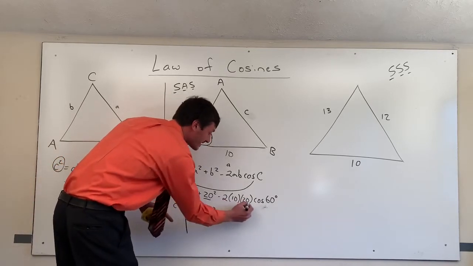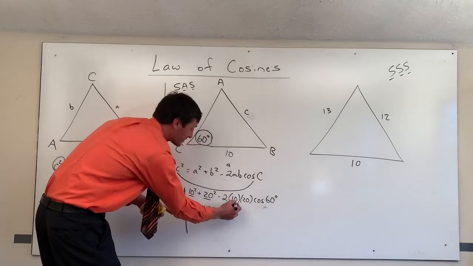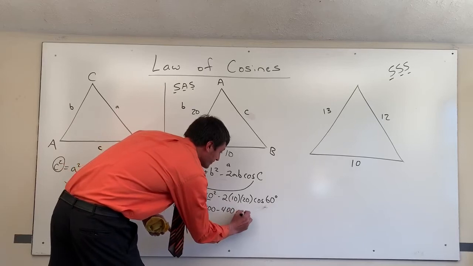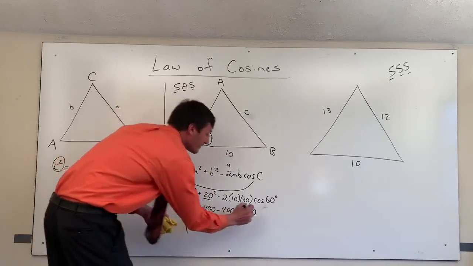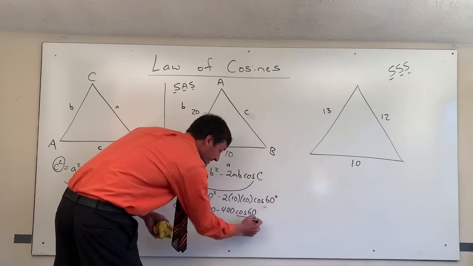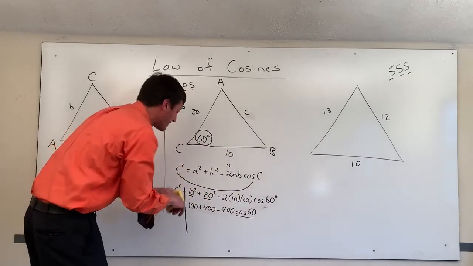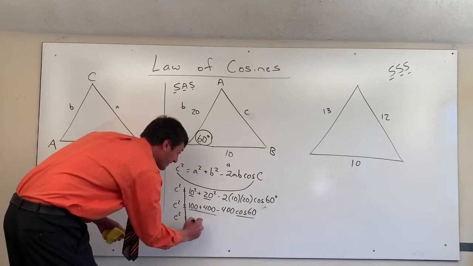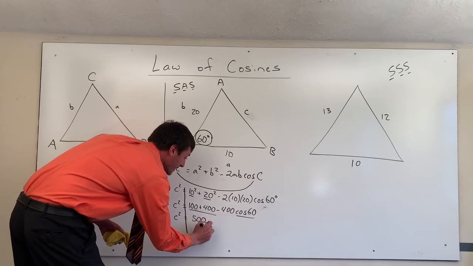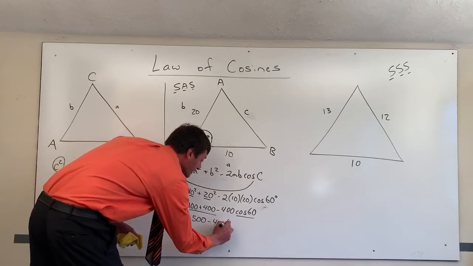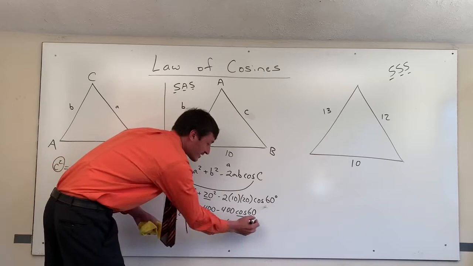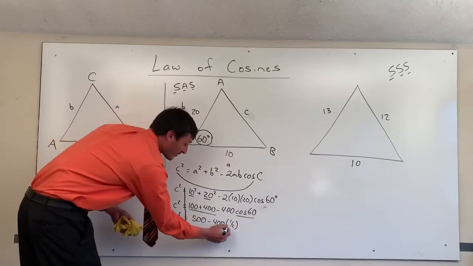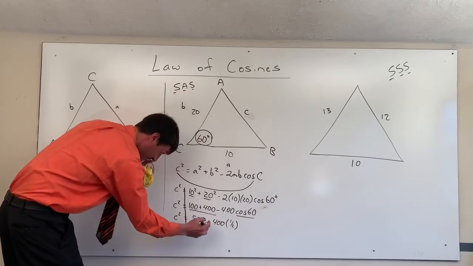We're going to multiply this together. And 10 times 20 is 200, times 2 is what? 400. Cosine of what? 60 degrees. Well, if you take the cosine of 60 in your calculator, you're going to get 1/2. So in this case, we end up with c squared is equal to what? 100 plus 400 is, we're going to add these first, 500 minus 400 times, and again, cosine of 60 is what? 1/2. Okay. Now we multiply before we add, so we're going to multiply the 400 times 1/2.